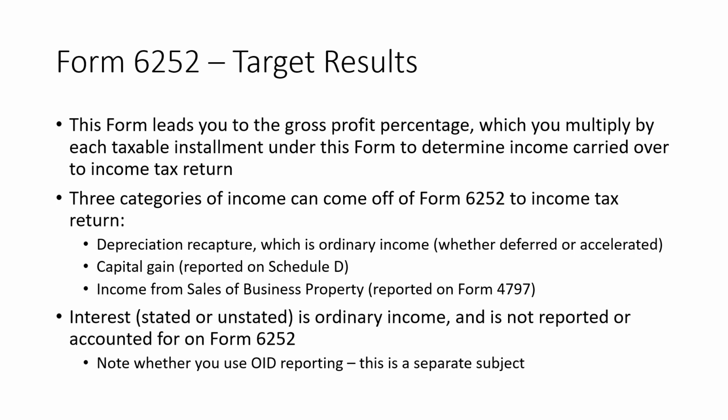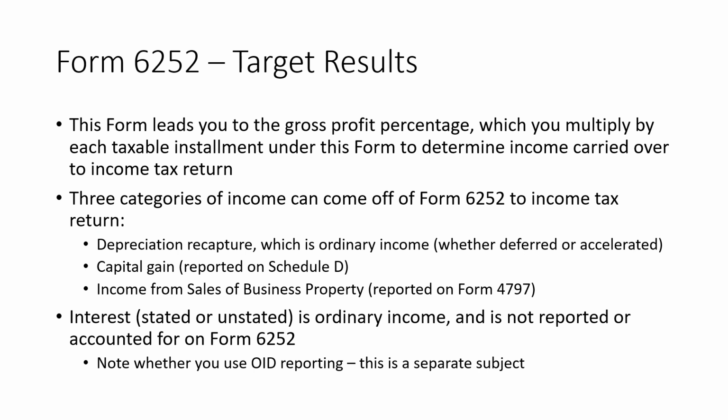Now, ultimately, the end product we want here is the gross profit percentage. That's really going to be a division of your gross profit by the contract price, and then that'll give you a decimal that's multiplied by each taxable installment. And Form 6252 is going to allow you to determine each of those taxable installments.